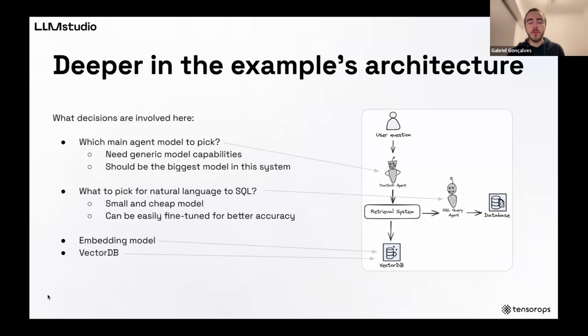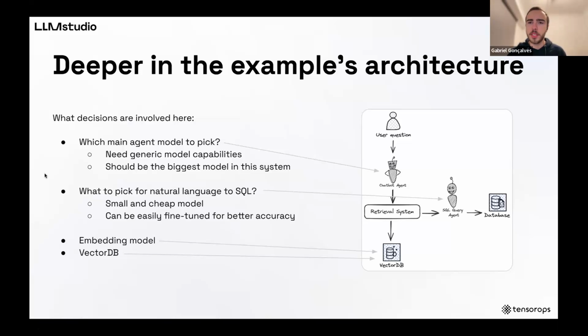So this brings me to which decisions we're already identifying in this system. I told you we would have two models here, so we need to pick which models to use. We don't necessarily have to pick the same model for both. For the main agent, we would probably want to pick a bigger model since it's interacting directly with the user. It needs to make decisions on how to interact with this retrieval system. We could pick a bigger model like GPT-4, for example.